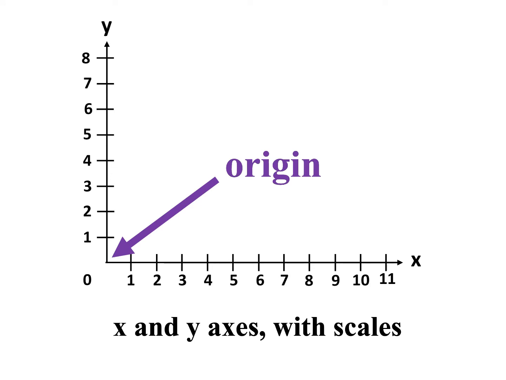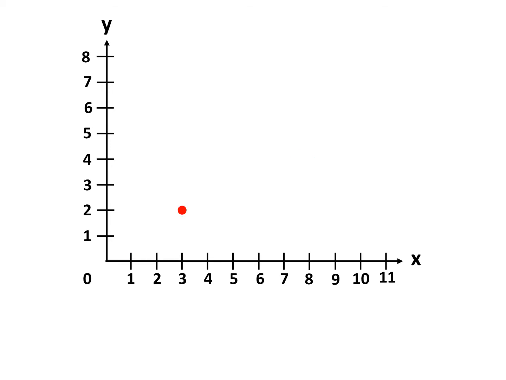The place where the x-axis and y-axis meet is called the origin. The origin is located where the scale for the x-axis is 0 and the scale for the y-axis is 0. We can draw points on the scatter plot. This red dot is a point. Sometimes I will call it a point, sometimes I'll call it a plot, but they both have the same meaning.